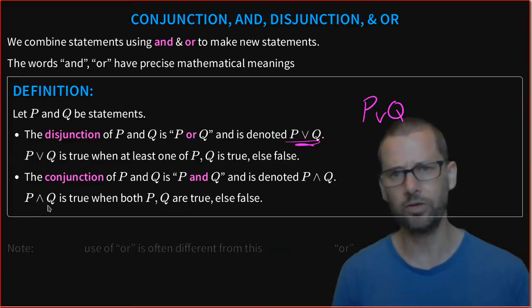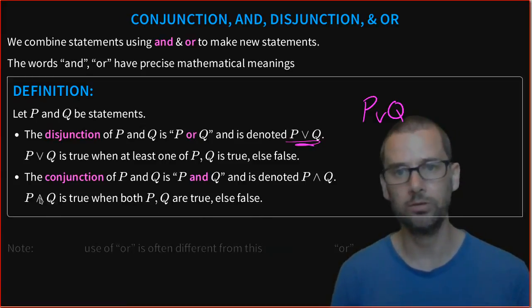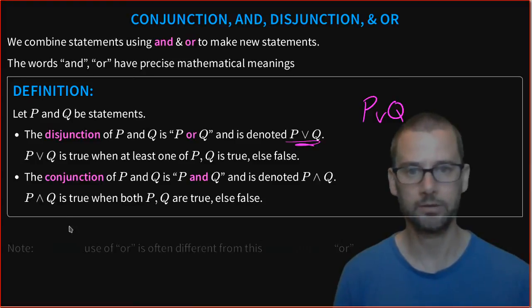Now, P and Q is true when both P and Q are true and otherwise false. So this is only true when both parts P and Q are true. If one of them is false, the conjunction is false.